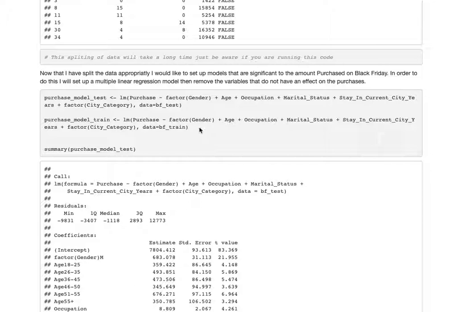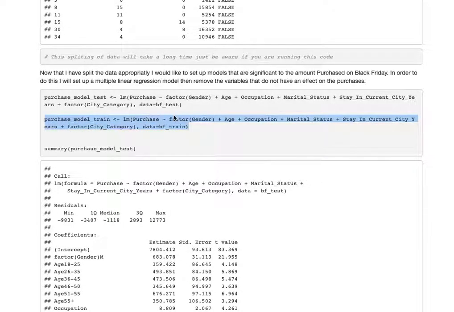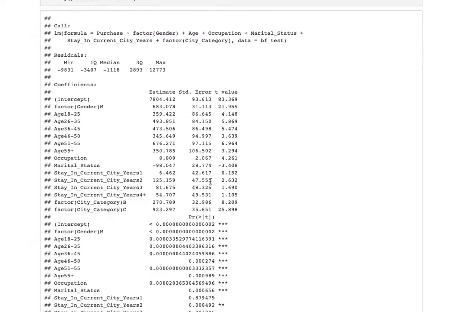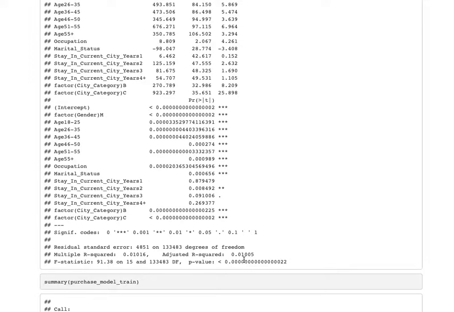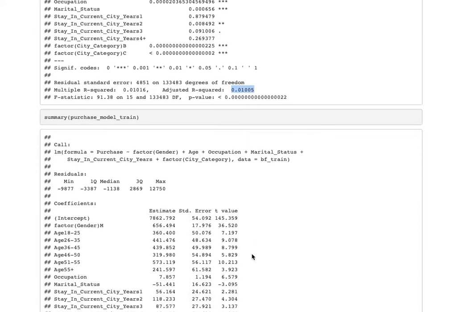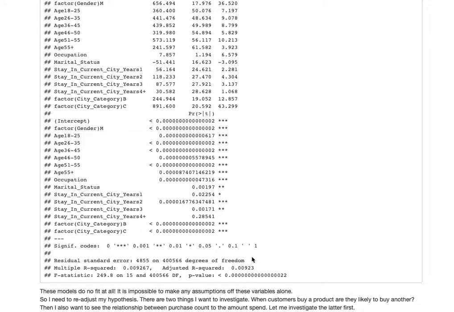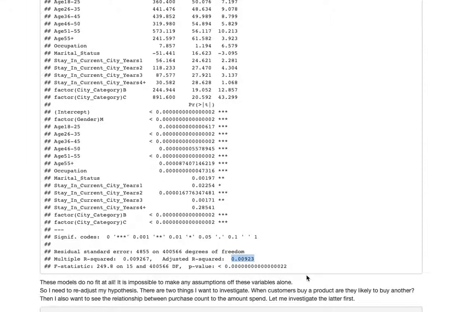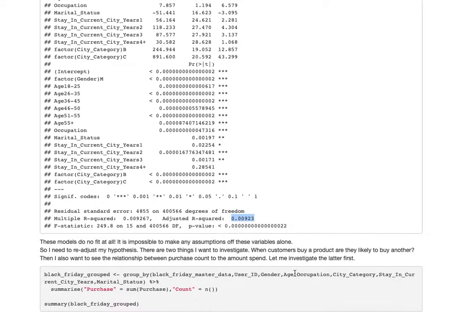So what I did was I created my equation, giving it all the variables that I thought could affect how much is spent on a certain transaction, how much they spend altogether. And as you can see, there's not much of a correlation at all. This model was really hard to get to fit this data. I was getting R-squared values of 0.009, which is very, very bad.